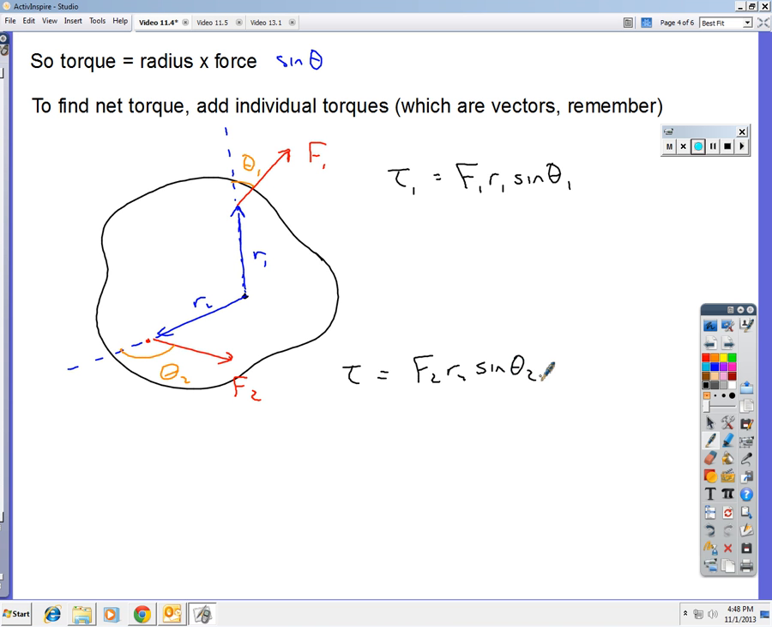But you notice that F1 tends to make this object spin in the counterclockwise direction, and F2 tends to make it spin in the clockwise direction, or pardon me, other way around. So you have to make one of them negative. Doesn't really matter which one, you're basically saying counterclockwise is negative and clockwise is positive, up to you which it is, and thus the net torque has a magnitude of this, F1 R1 sine theta 1 minus F2 R2 sine theta 2. Fairly straightforward.